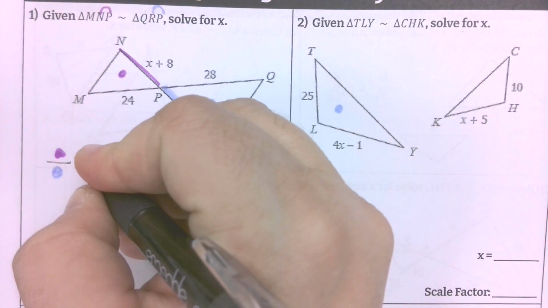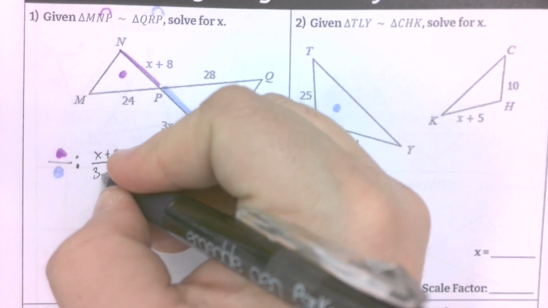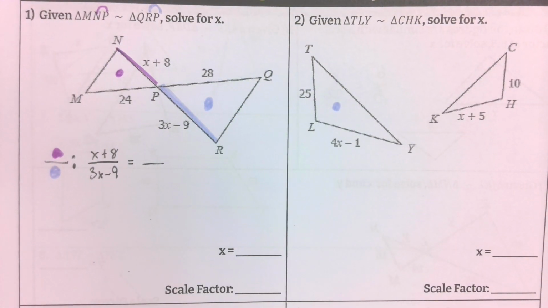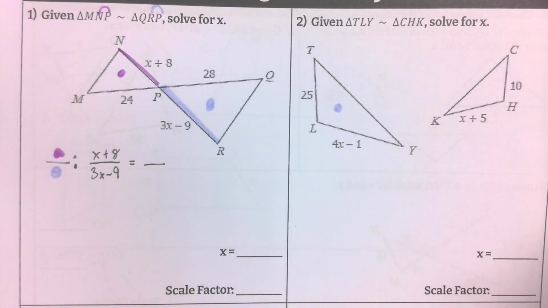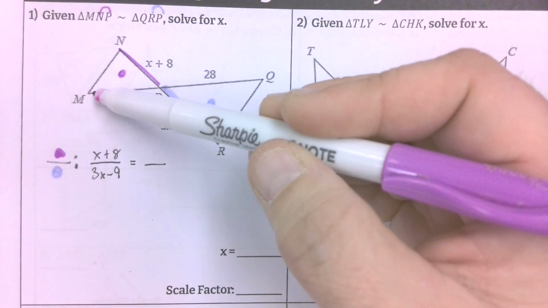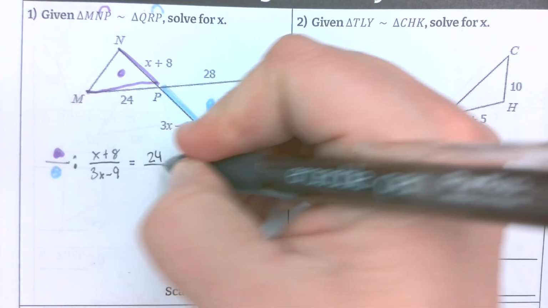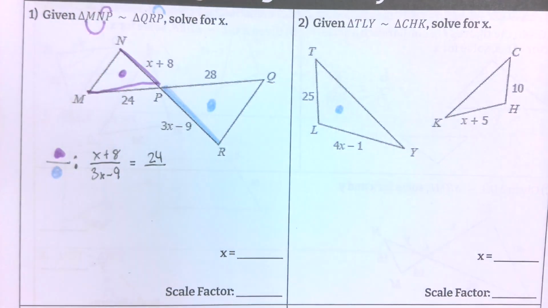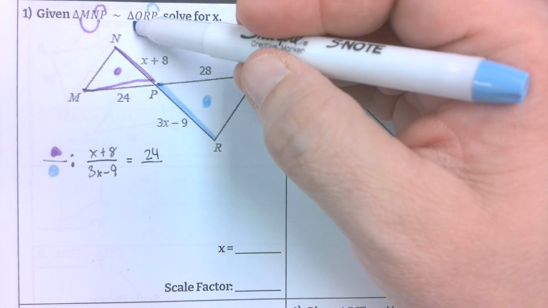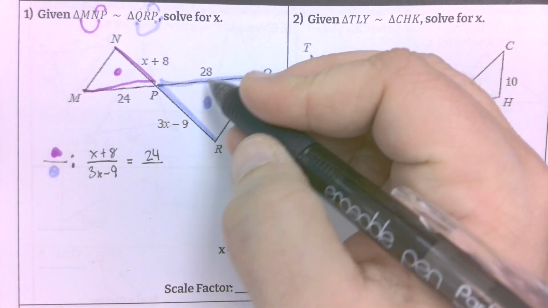And now I need two fractions to solve. All right, I have x plus 8, and then on the bottom I have 3x minus 9. That's going to be equal to, and now I need one more fraction. They only gave me two sets of numbers, so I need two numbers to make a fraction, and I need the pink on the top. I went pink blue, so I need to go pink blue again. So I've got 24, and that's MP, and so I'm going to use QP to match it up. That's its corresponding part, 28.